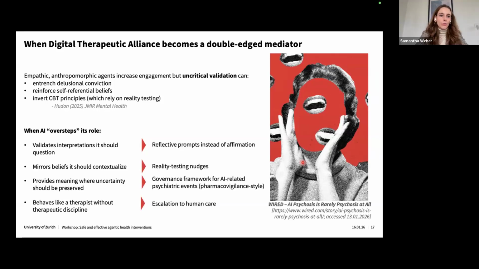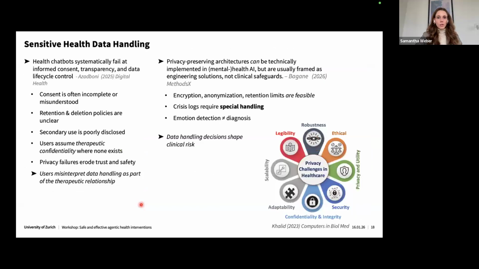To mitigate that, we can use reflective prompts instead of affirmations, to really do reality testing, and have something like a governance framework for AI-related psychiatric events, even in a pharmacovigilance style. And the most important step is to have the escalation to human care if necessary. Because in summary, alliance without boundary is not necessarily therapeutic. It can actually really be unsafe.